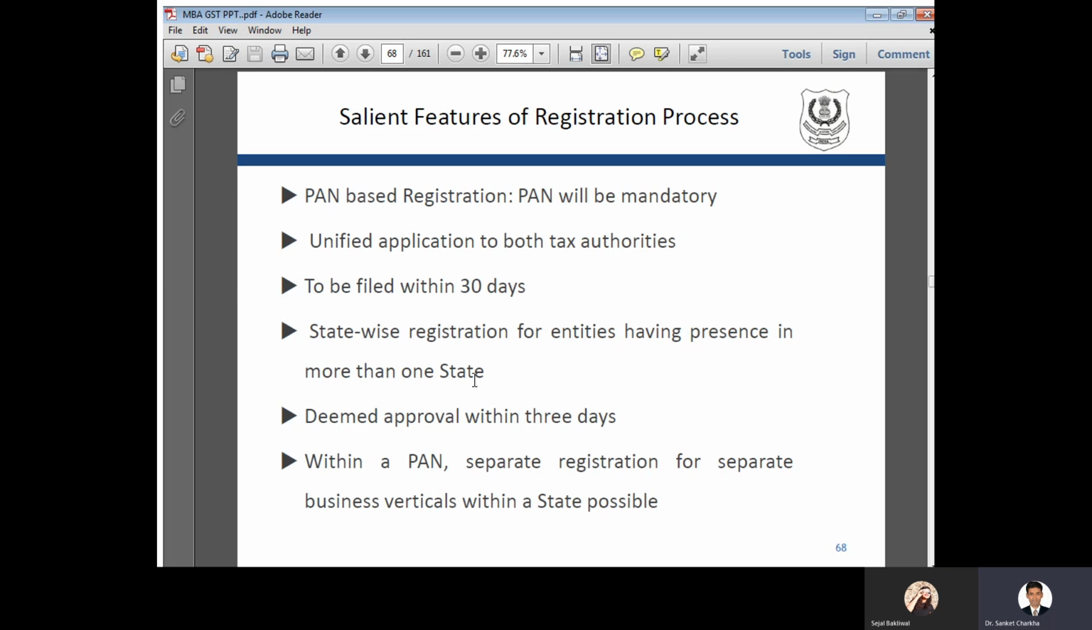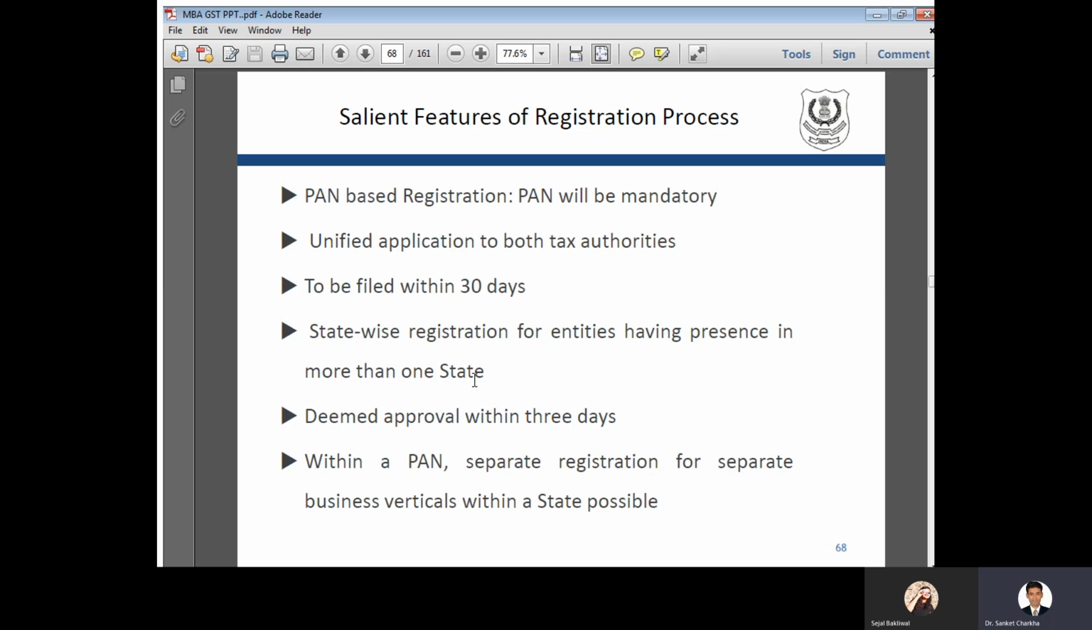Deemed approval within 3 days. Whether your application has been scrutinized or not, if any discrepancies are found in the application, they will be communicated to you within a period of 3 days. After the 3 days, it is deemed approved, the application will proceed further, and the registration number or GST number will be provided to you.